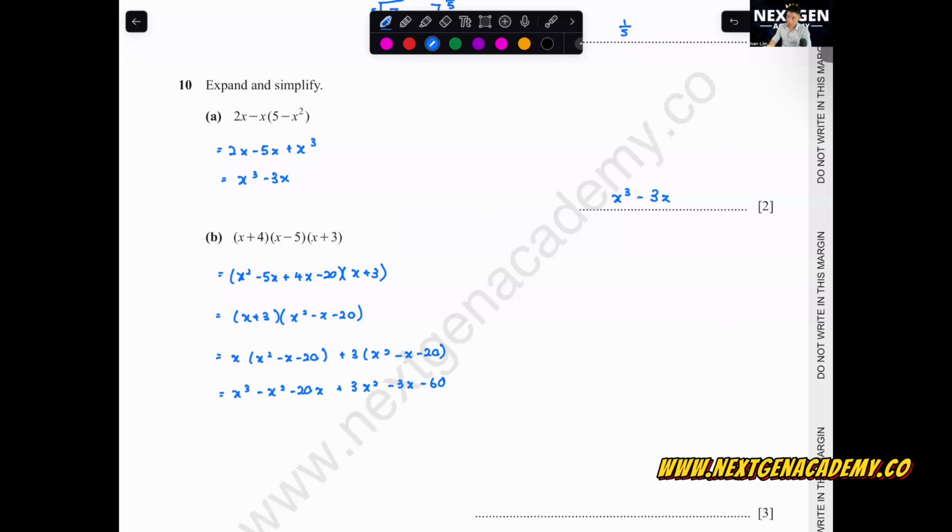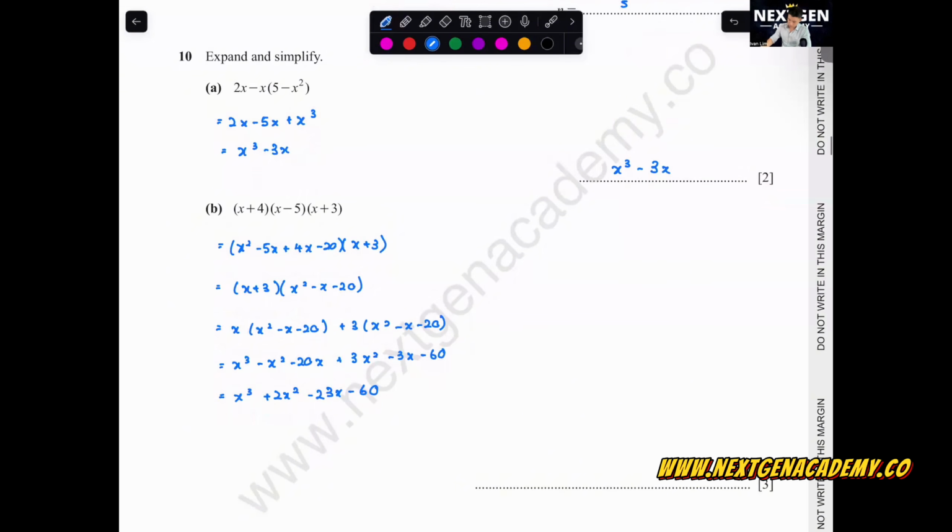Okay, so now gather all the like terms with each other. We'll get x cubed minus x squared plus 3x squared. We'll get plus 2x squared minus 20x minus 3x, minus 23x, minus 60. X cubed plus 2x squared minus 23x minus 60. Okay, full marks so far. Until here, actually still don't need calculator, right? None of it needs calculator.